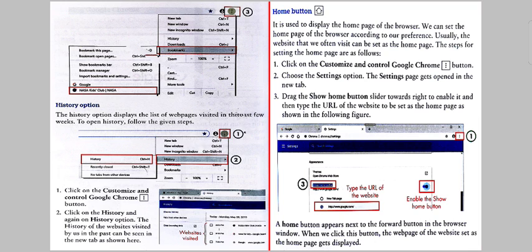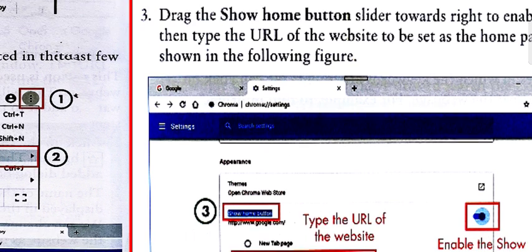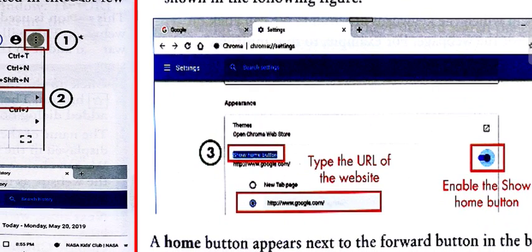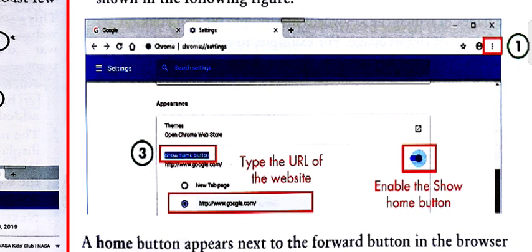The settings page opens in a new tab. Here you can see the settings tab will be open. Then drag the show home button slider toward the right to enable it, and then type the URL of the website to be set as home page. So first of all, you need to click on this three button, then click on the settings option. Then the settings menu will be opened in another tab.